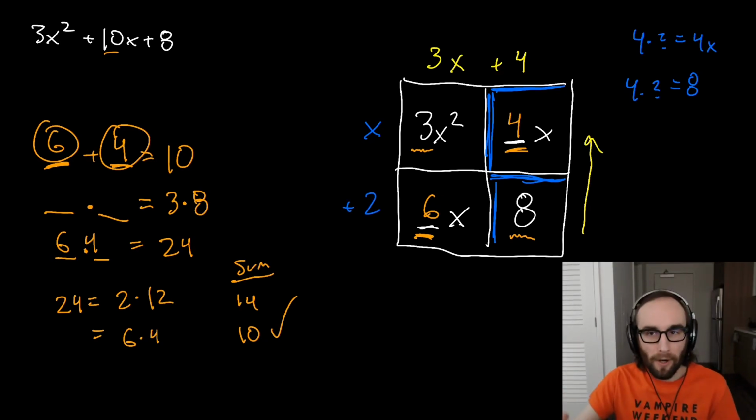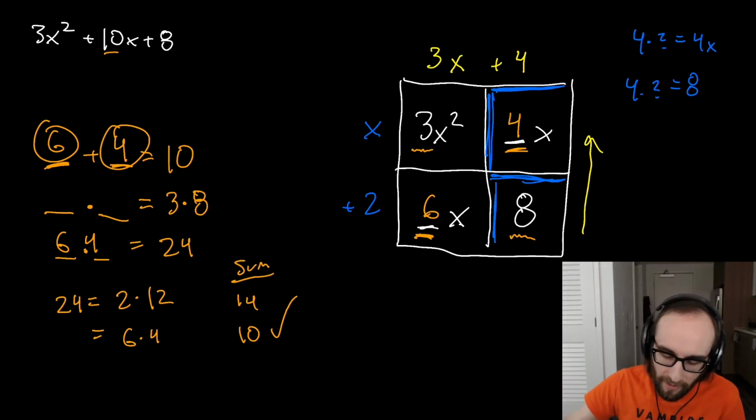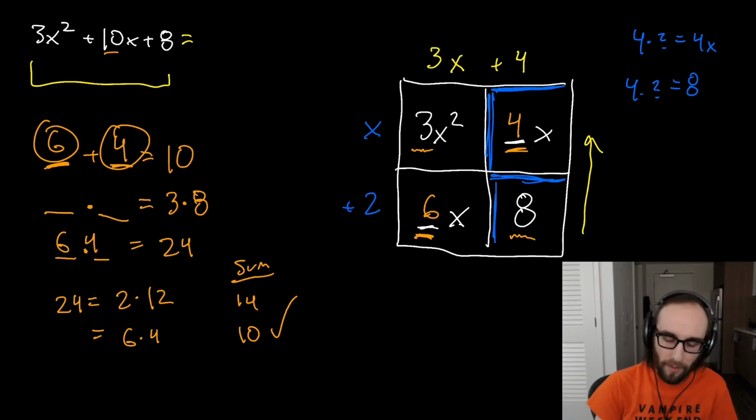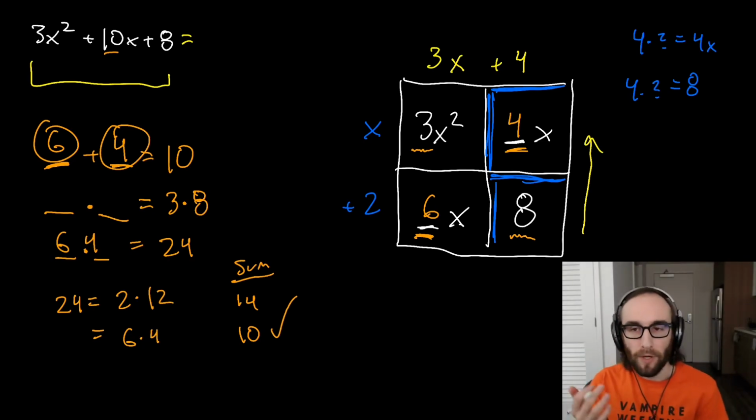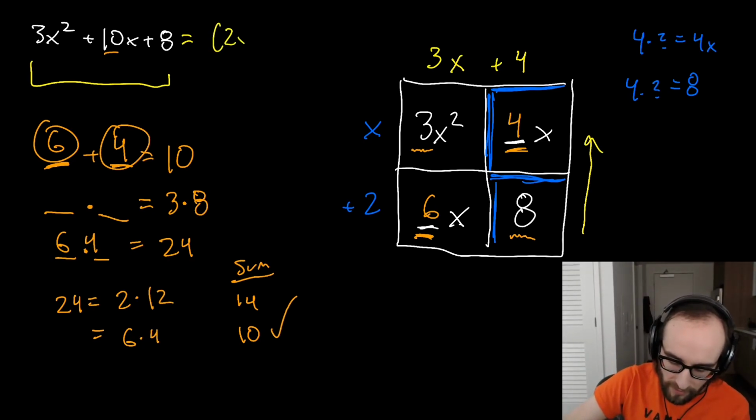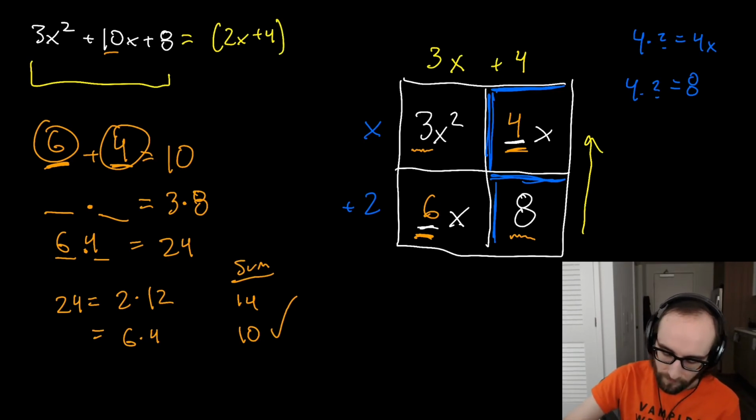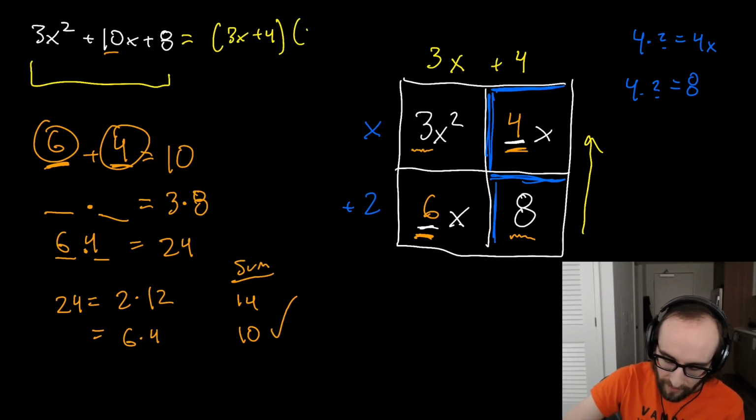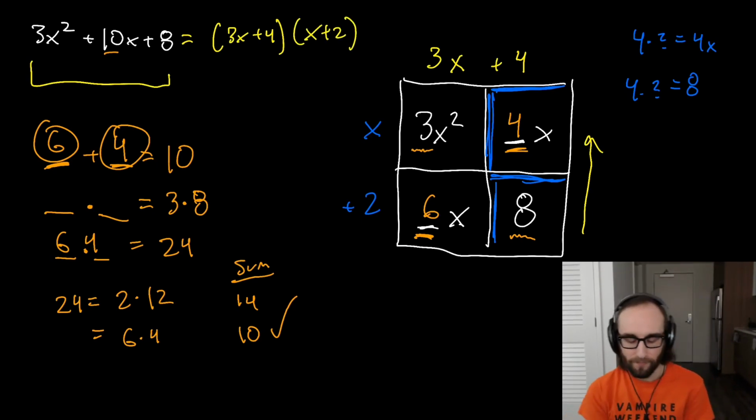Okay, so we filled out our area model. We found the other two sides. That tells us our factored form, or the factors for 3x squared plus 10x plus 8. That's going to be equal to, sorry, 3x plus 4 and x plus 2. And that's it. We're finished.